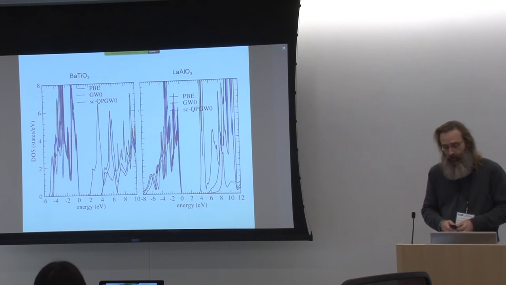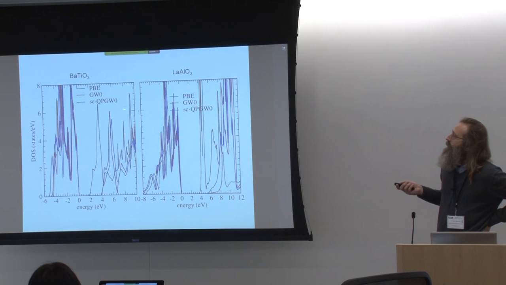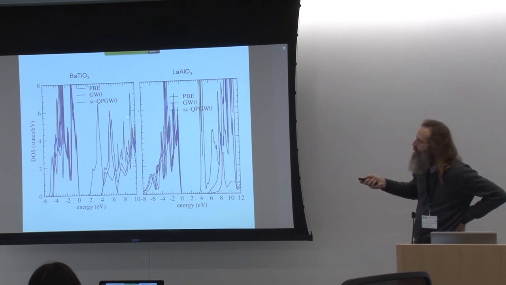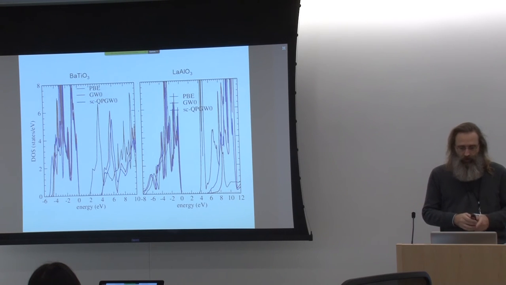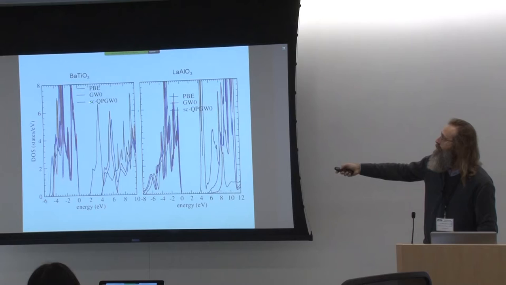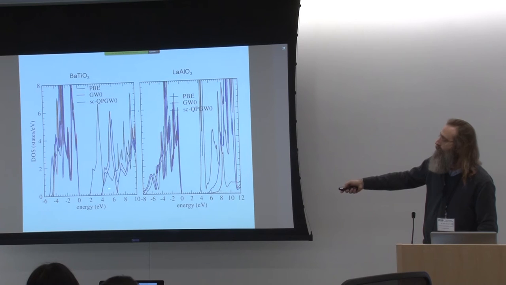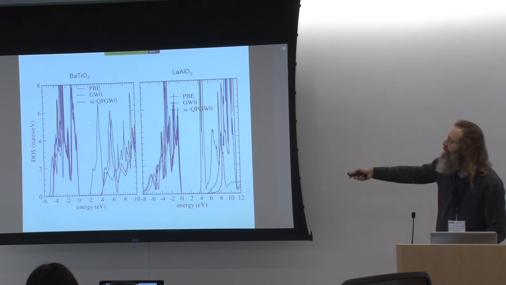Okay, so there are cases where updating the orbitals in the Green's function pays off or is even necessary. So there's two examples here. On the left, we see barium titanate, and that is GW0 versus self-consistent quasi-particle GW0. Mainly looking at the onset of the blue and the red lines, we see there's hardly any difference.